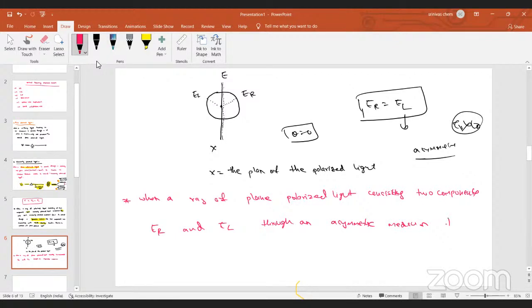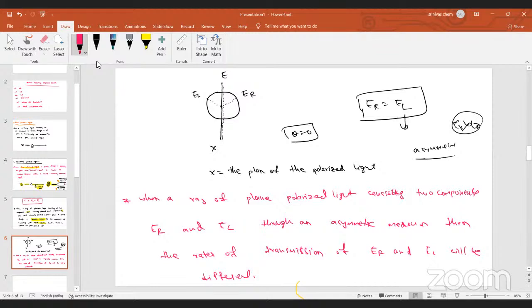So then the rates of transmission of ER and EL will be different in an asymmetric medium. This phenomenon is called circular birefringence, CB. So when a ray of plane polarized light consisting of two components, right polarized light ER and left polarized light EL, passes through an asymmetric medium, the rates of transmission of ER and EL will be different.